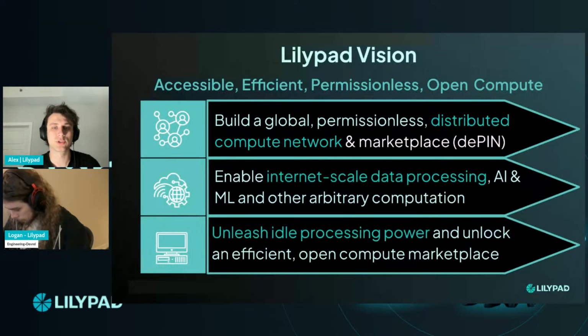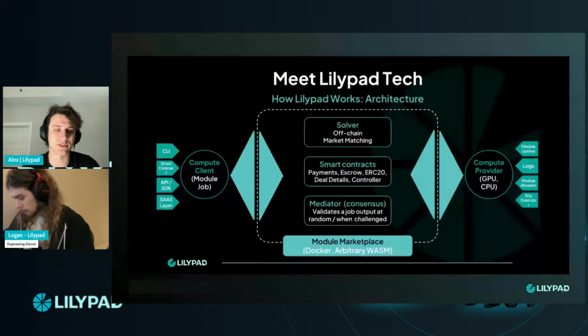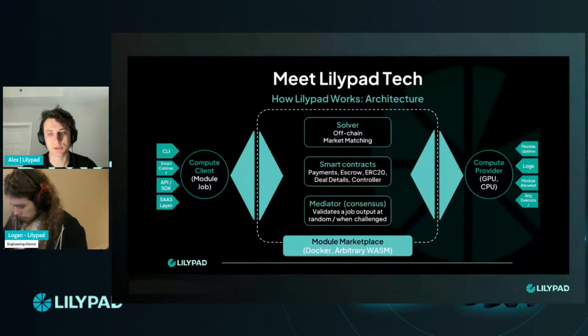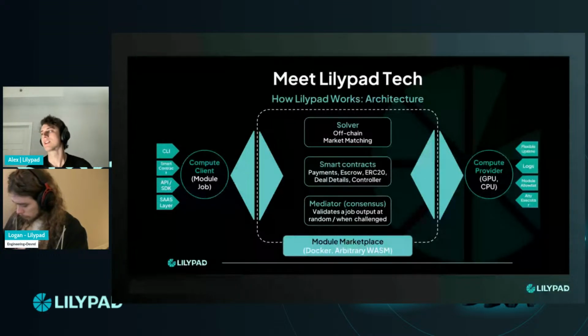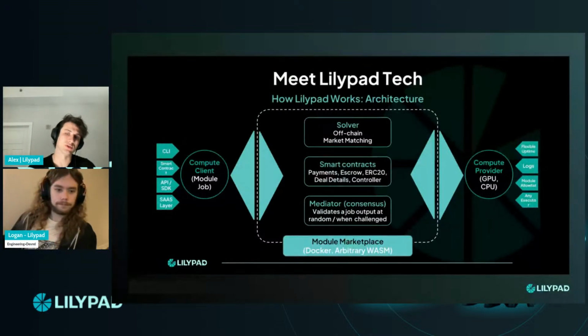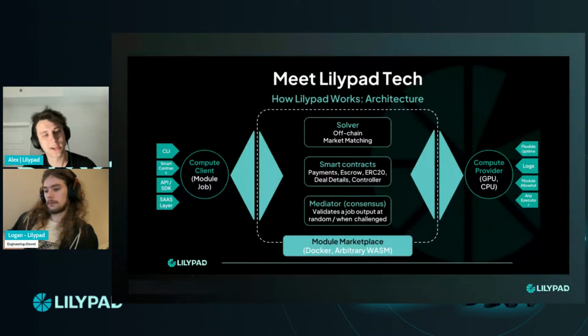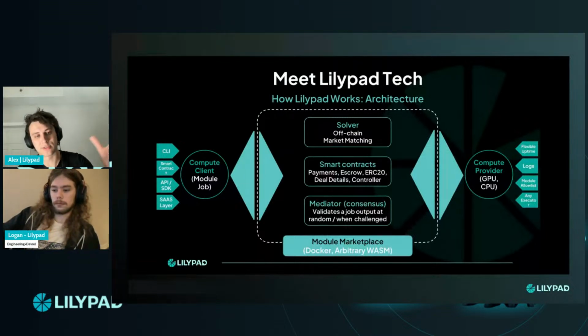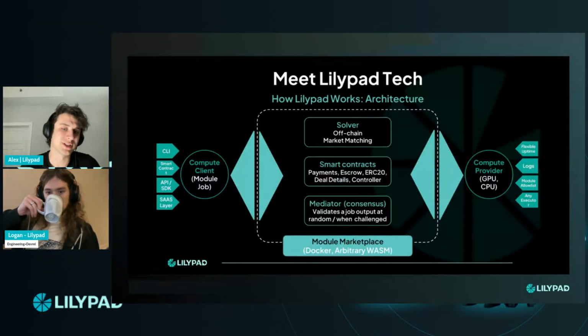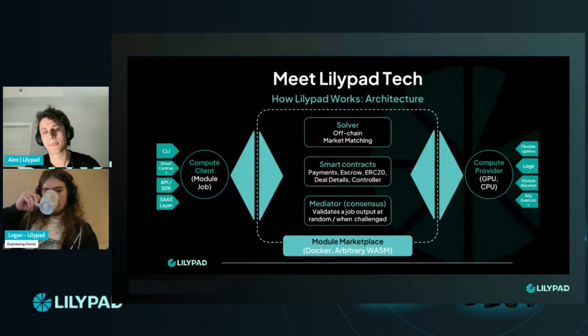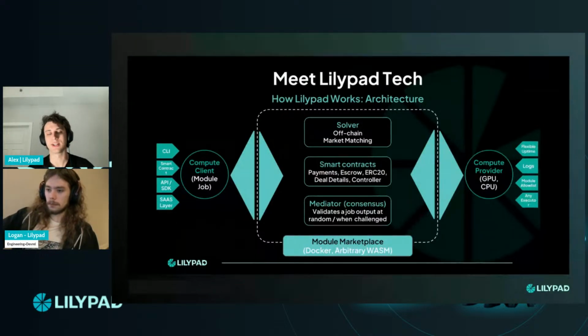And so just real quick, looking at the architecture, at the end of the day, you can think of it as Airbnb for GPUs. So we're matching compute clients with compute providers. We have a solver, which is an off-chain market matching system, which essentially gets resource offers from the GPU providers and then gets the compute offers from clients. Clients will send in compute offers using our CLI. We have smart contracts that you can call Lilypad jobs from. So very cool. You can execute an AI job from a smart contract.